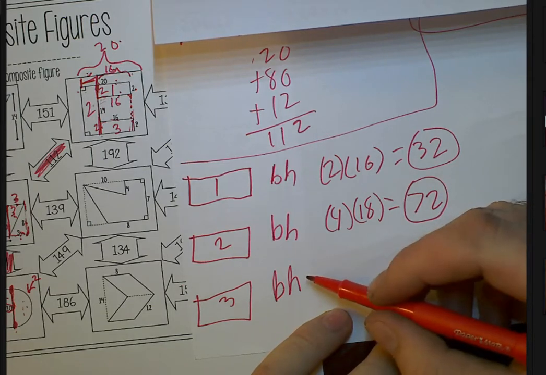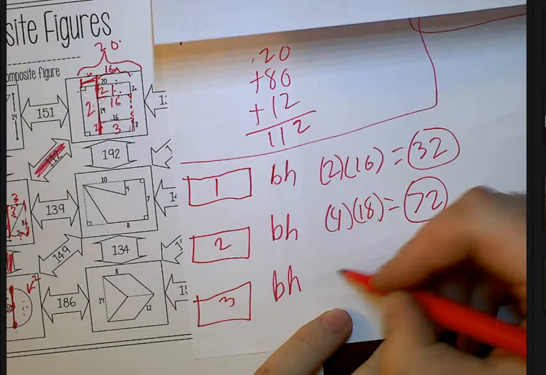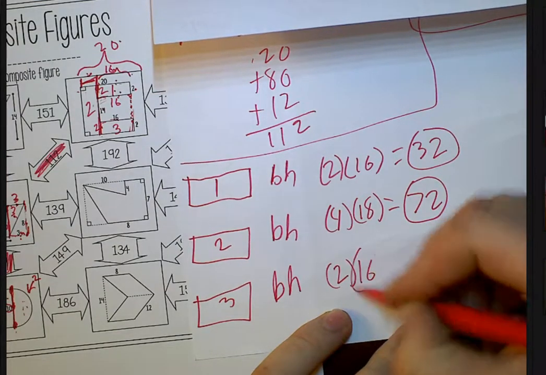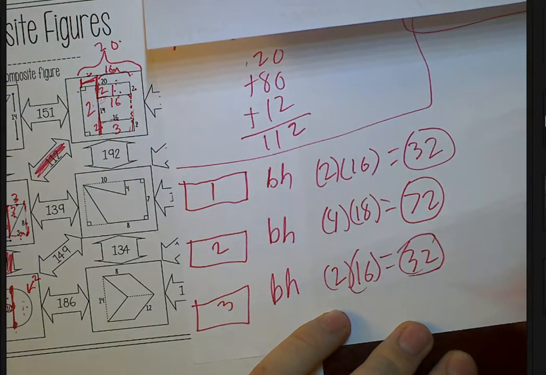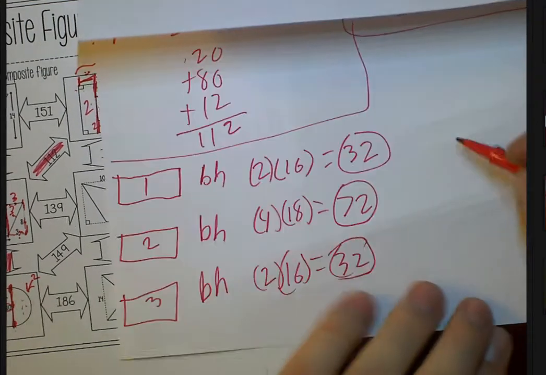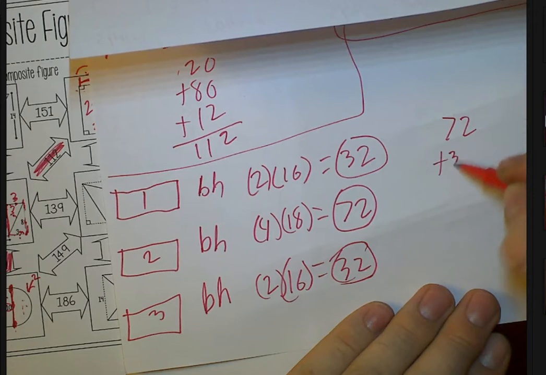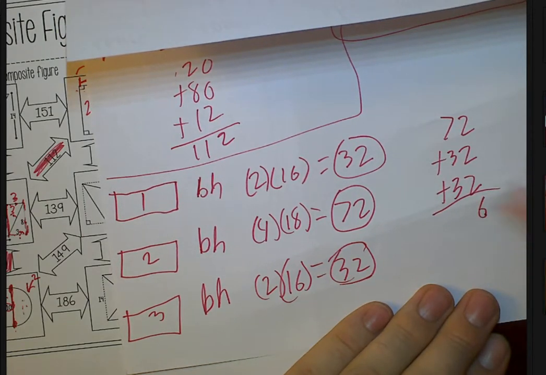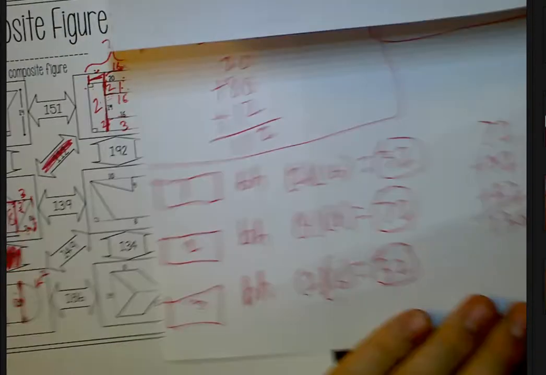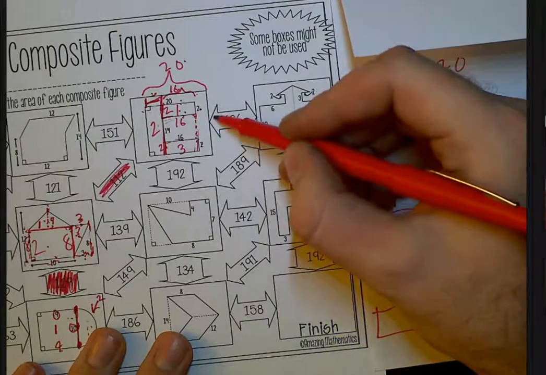And then for shape number 3, that's going to be the exact same as number 1, so it's going to be 2 times 16, and that equals 32. So now I just add them up together. 72 plus 32 plus 32: 2 plus 2 is 4, 6, and then 7 plus 3 is 10, plus 3 is 13. So 136. And as you can see, that's one of our answer choices, so I'm going to go this way.